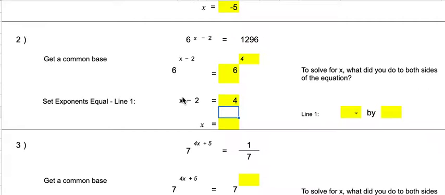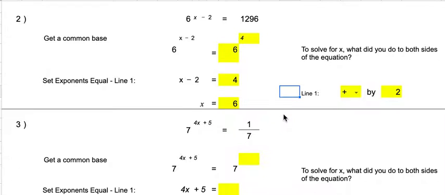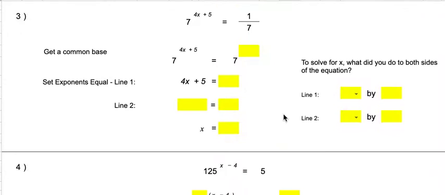Well, I need to isolate for x. Right now, x has 2 being subtracted from it. The opposite of subtracting 2 is adding 2. So I go over to here. I know that plus 2 is the opposite of subtracting 2. And then it becomes 4 plus 2 is 6. Okay, 4 plus 2 is 6. Again, pause, rewind, go over these as you need to.